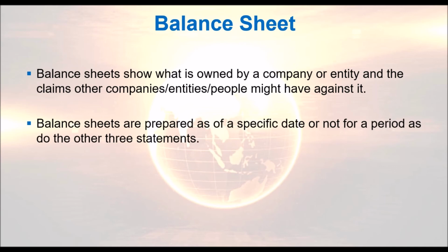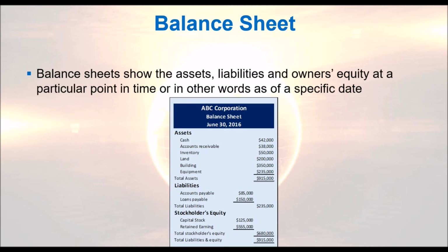Now balance sheets are prepared as of a specific date. It's not for a period, it's as of that date. What is the situation at that moment in time? Okay. Now let's look at the balance sheet of our ABC company as of 30th of June 2016. Like I said, it will show the assets, the liabilities, and owner's equity at a particular point in time.